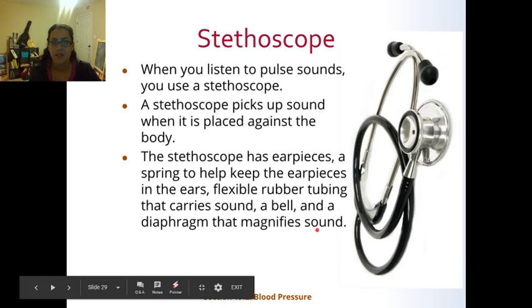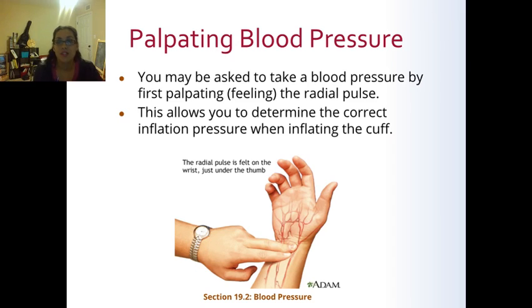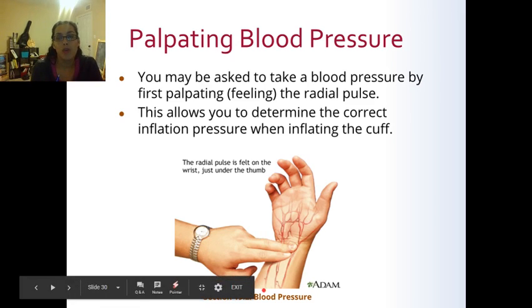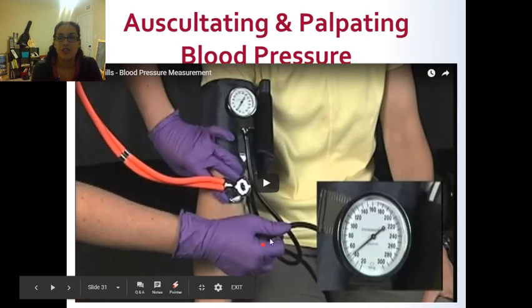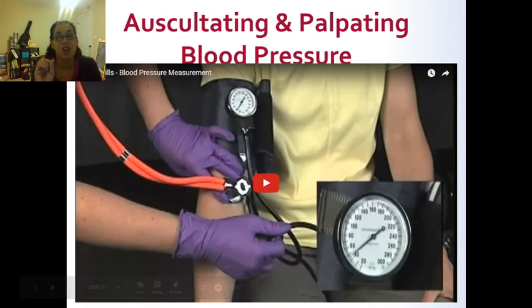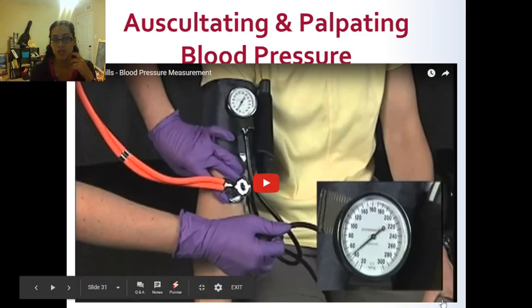When you take a blood pressure, you may be asked to first palpate the radial pulse. This allows you to determine the correct inflation pressure. We've already covered it, but just in case, see how the radial artery is right there. We use 2 fingers and we palpate for it. Here's our video, and they do a better job describing how to auscultate and palpate a blood pressure. So I'm going to hush up and we're going to watch this video.